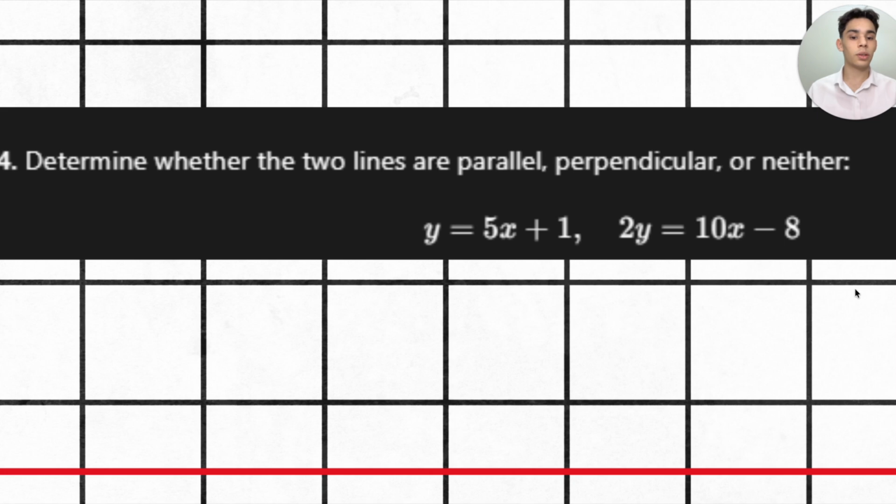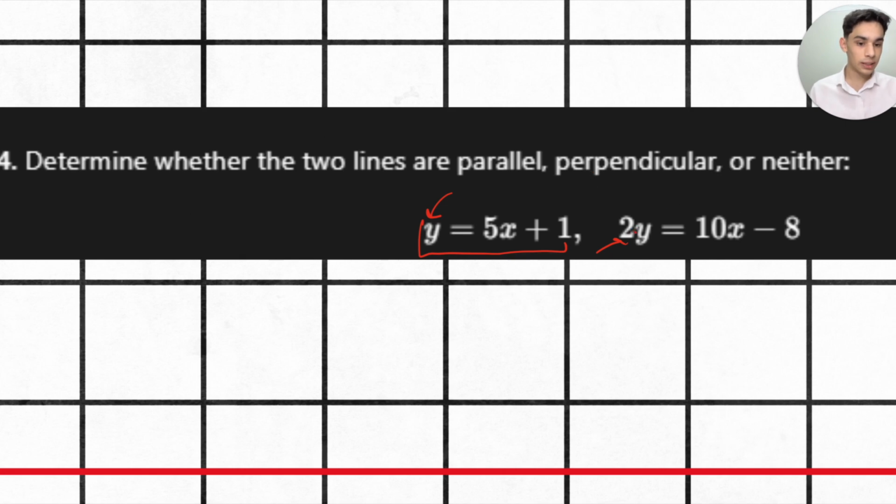Determine whether the two lines are perpendicular or neither. Now, we should isolate y always. It must be by itself. What I mean by this is, in this case, everything is perfect, but when I look at our second line, it has this 2 right here, which is not acceptable.